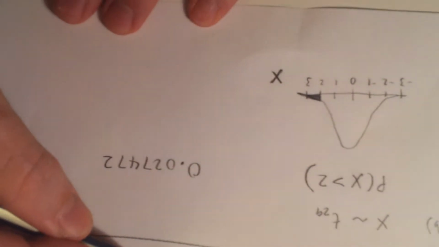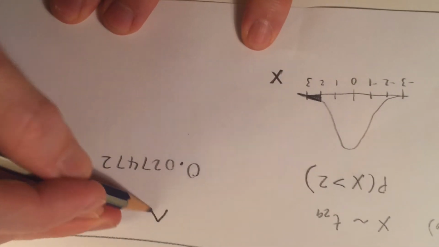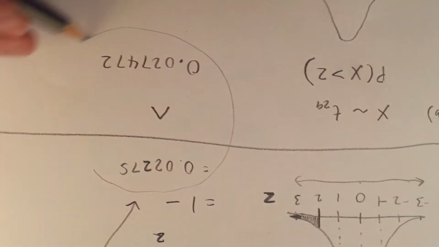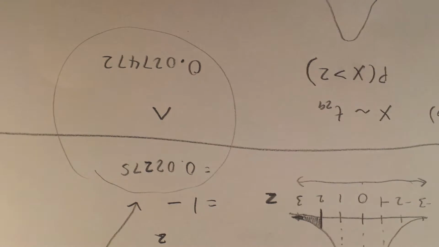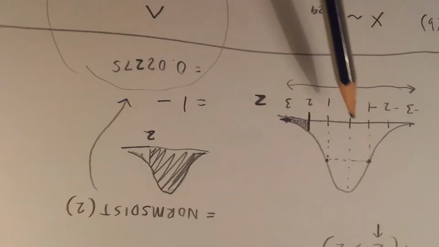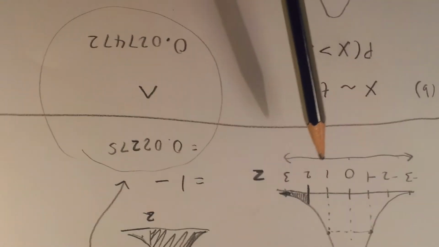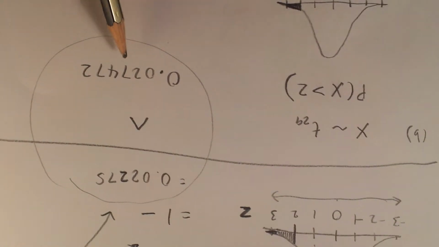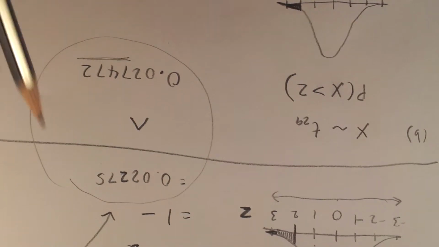Notice that this value is just a little bit bigger than the value that we calculated for the Z distribution, and that's because the t distribution is very similar to Z, but just a little bit more spread out. So that means that above 2 there's just a little bit more probability in the tail.